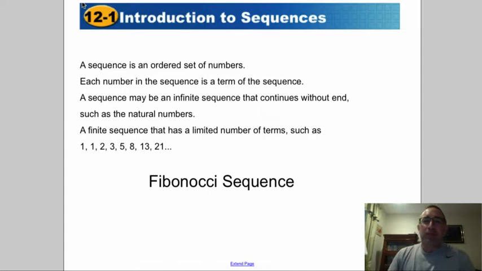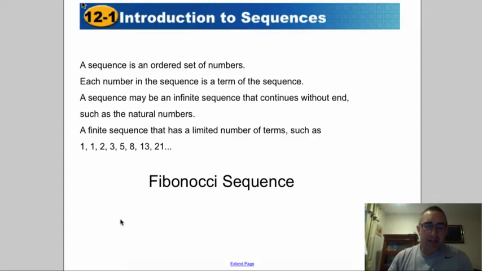Well, hope everybody's back and rested, had a good break, and are ready to go with some mathematics here in Algebra 2. We're going to start a new chapter, and our first section, as you can see up here and in your note sheet, is called Introduction to Sequences.